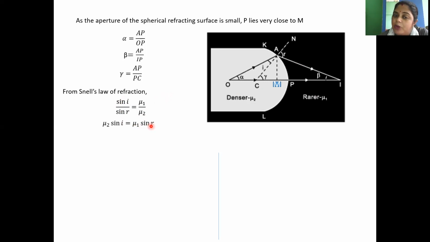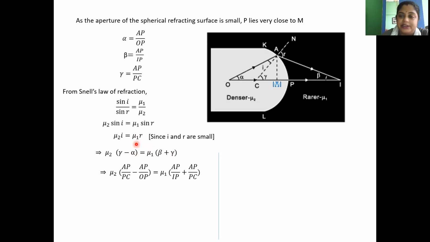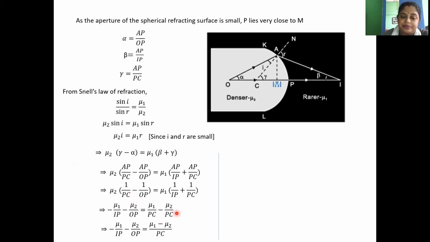Now I and R are very small. Again, use the assumption sin I can be written as I and sin R can be written as R. And put the values of I and R: I equal to gamma minus alpha and R equal to beta plus gamma, from equations 1 and 2. Now put the values of alpha, beta, gamma from there. Now some very easy mathematical steps are there. We can take AP common from both sides and cancel. After that, mu2 times (1 by PC minus 1 by OP) equal to mu1 times (1 by IP plus 1 by PC). Then we can simplify this, taking both PC terms on the right hand side, and after simplification we have this.